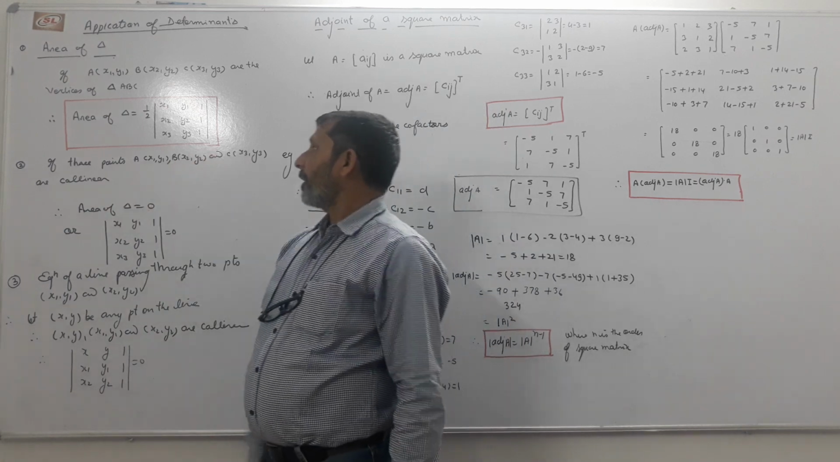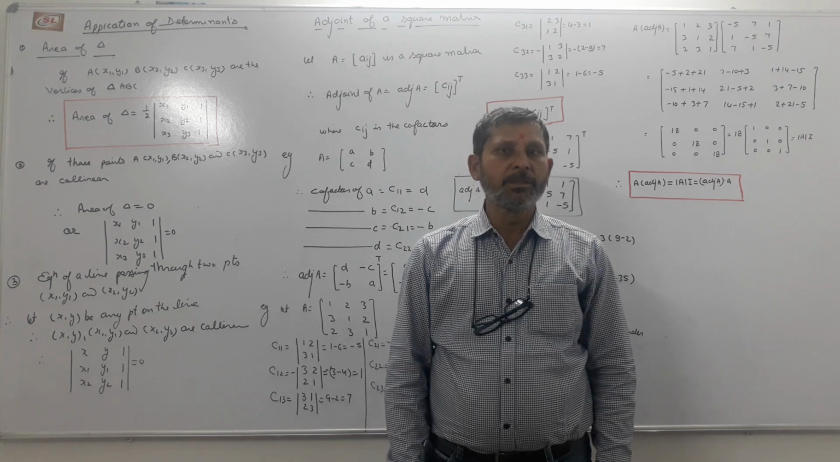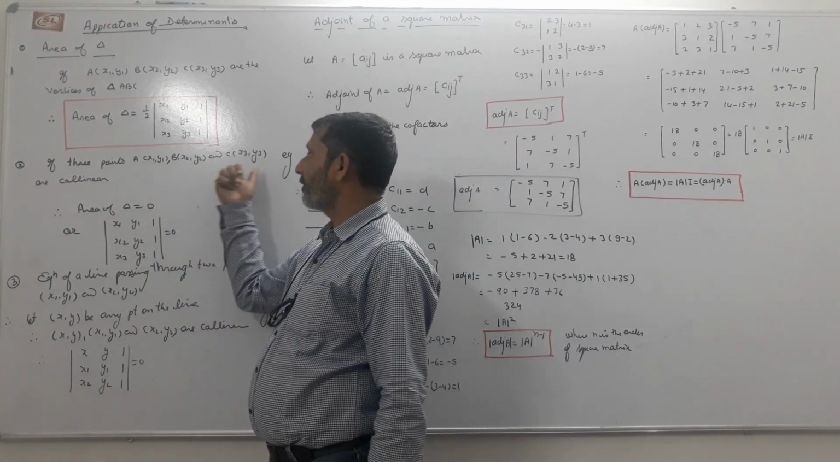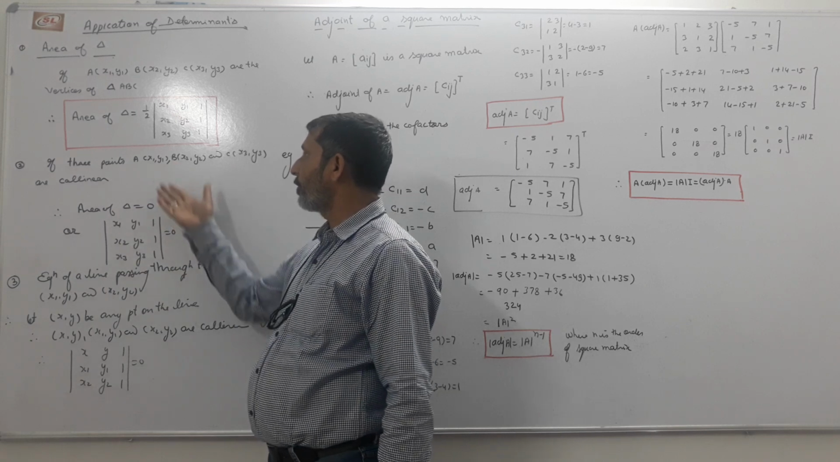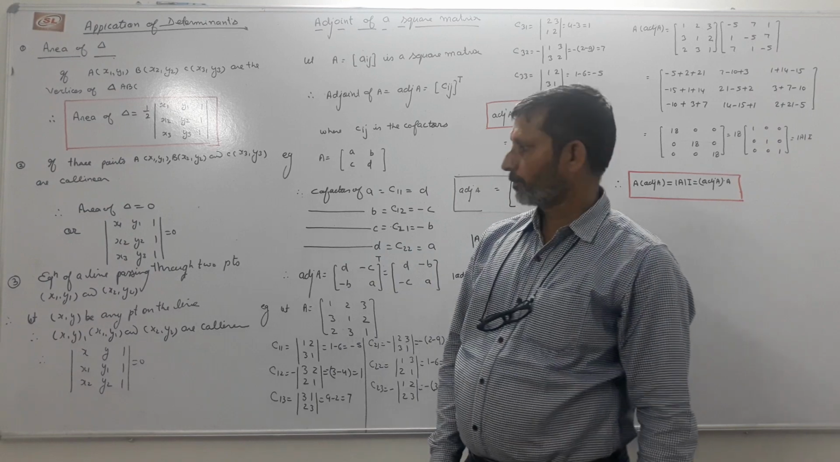Now, the second part: if 3 points are collinear, what is the meaning of collinear? That is, the area of the triangle is 0. So if the 3 points (x1, y1), (x2, y2) and (x3, y3) are collinear, then the area of the triangle is 0. Therefore, the value of this determinant equals 0.